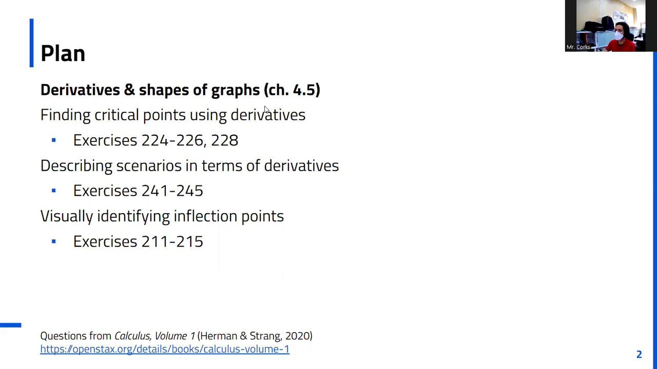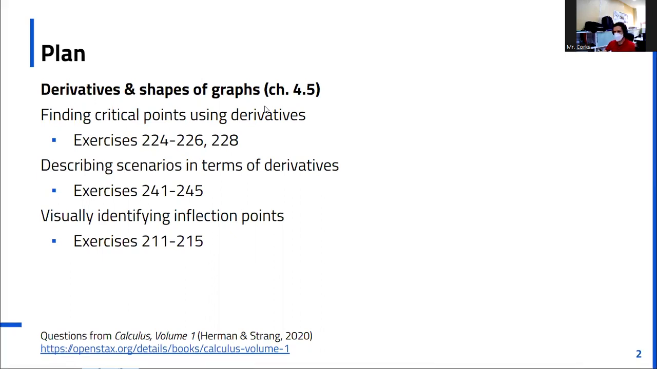And then another 5 looking at graphs and trying to identify inflection points, which I know we did and doesn't sound that hard, but you'll see the questions are a little trickier than we might think.